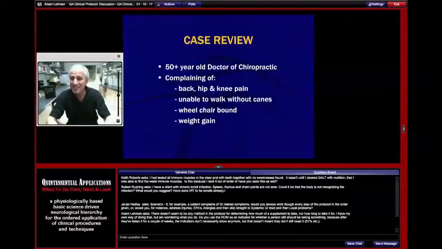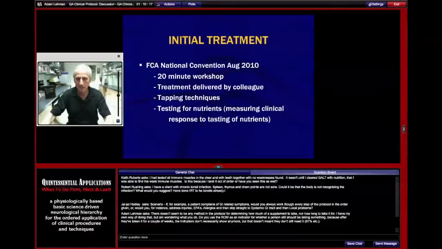Now, he needs an operation. He's wheelchair bound. Since he was wheelchair bound, he was a big guy to begin with, he gained over 100 pounds. He probably weighed close to 400 pounds at the time. So he was in a class that Dr. Schmidt and I were teaching at the Florida Chiropractic Association National Convention in August of 2010. And during the middle of that class, we did a 20-minute workshop.